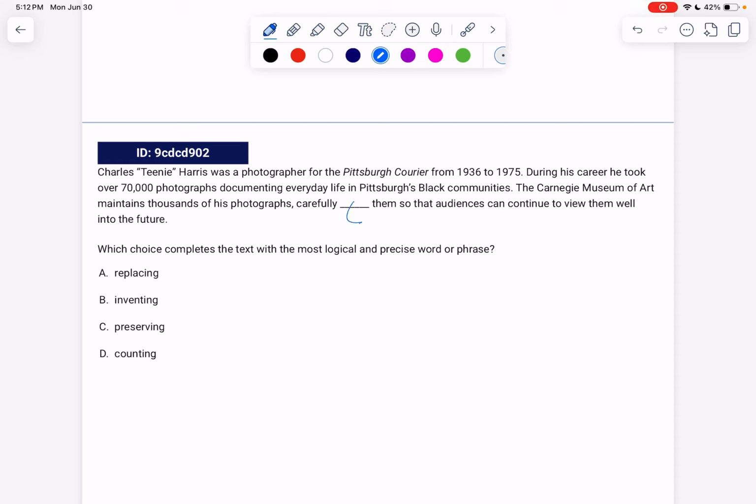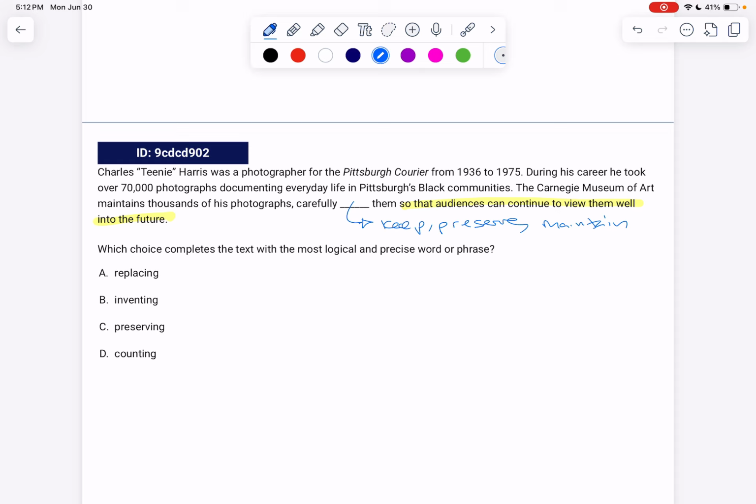Well, what would be a good thing to anticipate here? If we're going to be doing something to them, what would we do to them so that audience can continue to view them into the future? Well, we'd have to maybe something like keep them, for sure, preserve them, maintain them. And again, you'll see I'm writing lots of options for our answer choices here. You don't have to write as many. You really only need one. But sometimes it's helpful if you can't think of the exact right one to think of a couple that might fit on our blank.